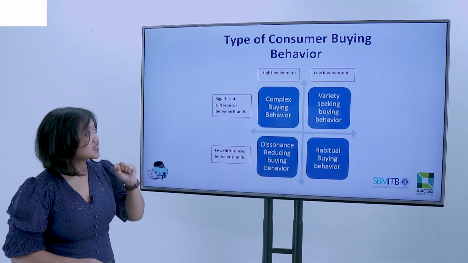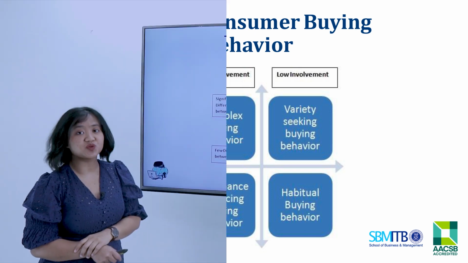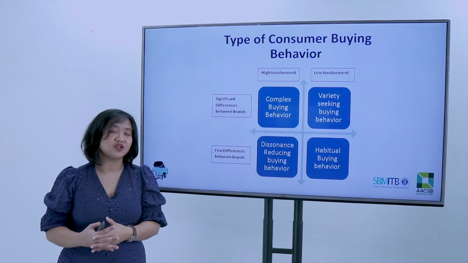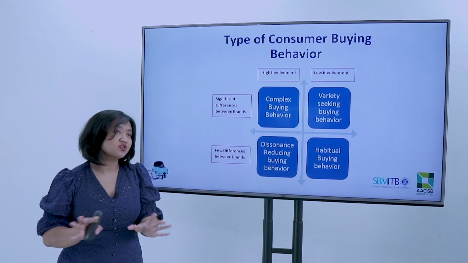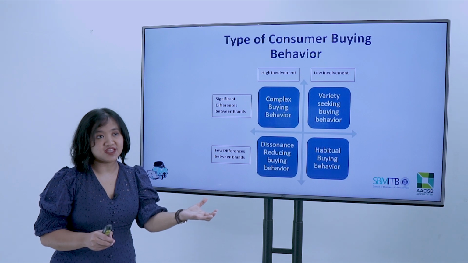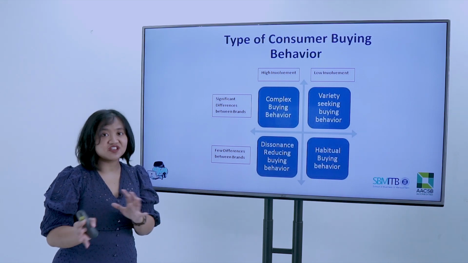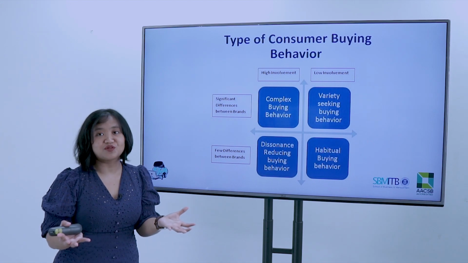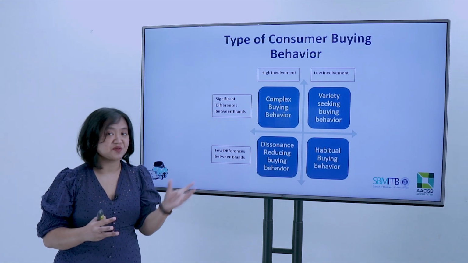First, the complex buying behavior. This case happens when we have high involvement, and there is a significant difference between brands. Example, when we want to buy a laptop, there is high involvement. We go through many channels, ask our friends, ask our family, browse reviews, and there is very significant variation among the brands. So we identify that as complex buying behavior.